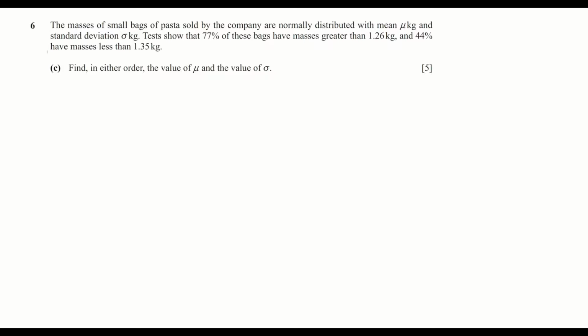We're working with normal distribution, so we're going to use the formula z is equal to x minus mu over standard deviation sigma. We need to find the value of mu and the value of sigma. We have two unknown variables, which means we need to use simultaneous equations. And if we can find values for z and values for x, we can create two equations that we can use to solve.